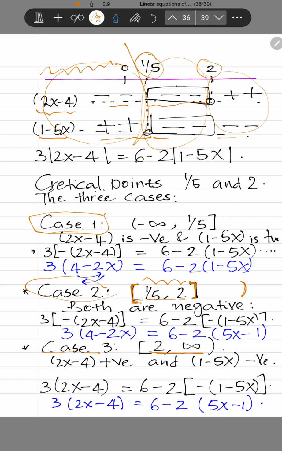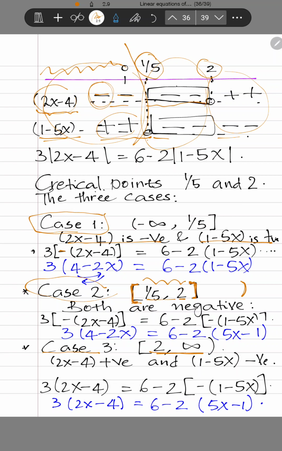Okay, in case 1 or region 1, 2x minus 4 is negative, and 1 minus 5x is positive. That's what we do. We put a negative for 2x minus 4 because it's a negative region. We need to multiply it by a negative to get a positive result. That's the meaning of it, actually. Because 2x minus 4 is negative, we need to multiply by a negative. We just put a negative in here. It's much easier. When we see a negative number here, we just put it to the expression.